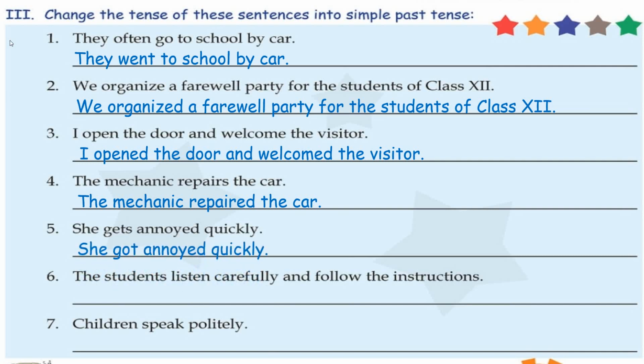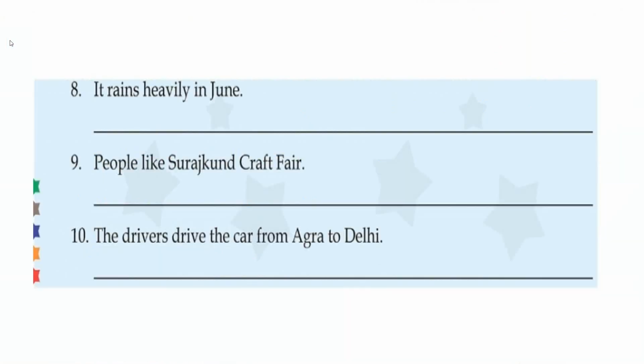She got annoyed quickly. The students listen carefully and follow the instructions. Again, two verbs are here, listen and follow. So change into simple past tense. The students listened carefully and followed the instructions. Children speak politely. So children spoke politely.